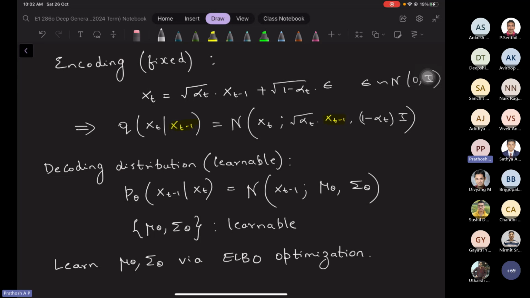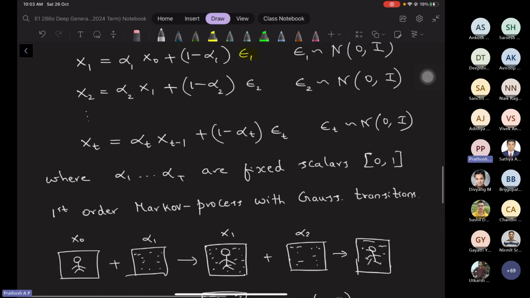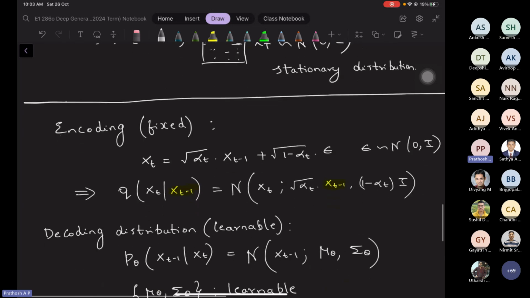Quickly, Sarvesh? Sir, in the encoding process, where did the root come from? Previously, it was written alpha t xt minus 1 plus 1 minus alpha t epsilon. Was it? Oh, yes, sorry, my bad. It's my mistake. It doesn't matter, it depends on what your alpha is, but let's see what the literature does. Thank you for pointing that out.